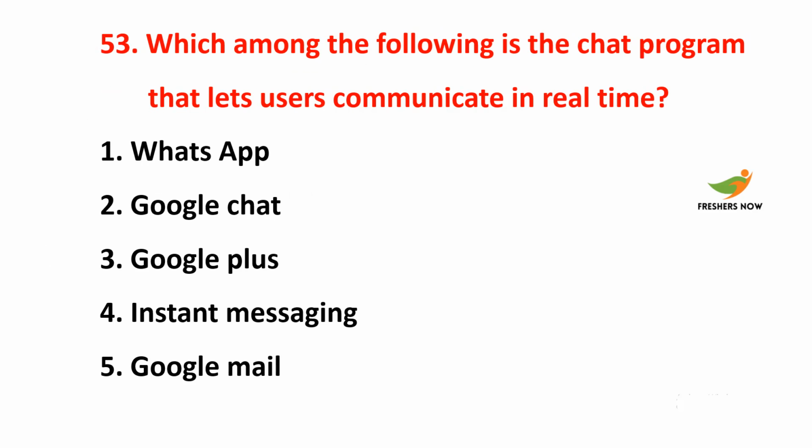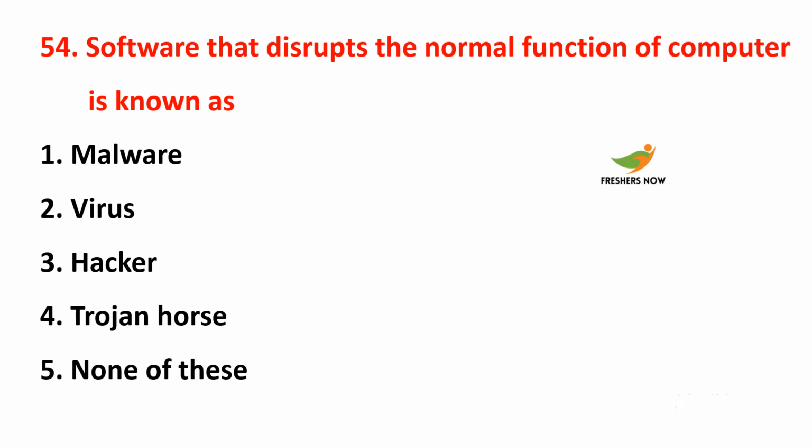53rd question, which among the following is the chat program that lets users communicate in real time? And the answer is option 4, instant messaging. 54th question, software that disrupts the normal function of a computer is known as. And the answer is option 1, malware.